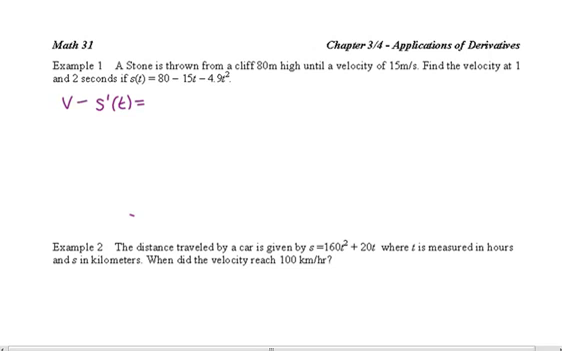So velocity is the derivative of the position equation. The derivative of this would be negative 15 minus 2 times 4.9, which is 9.8 t.